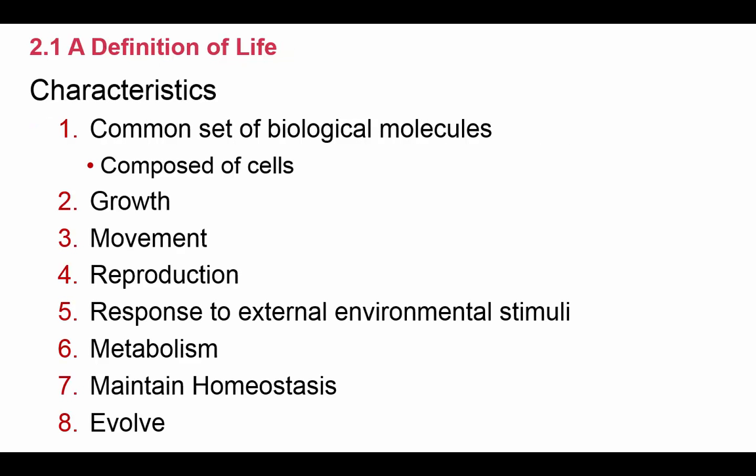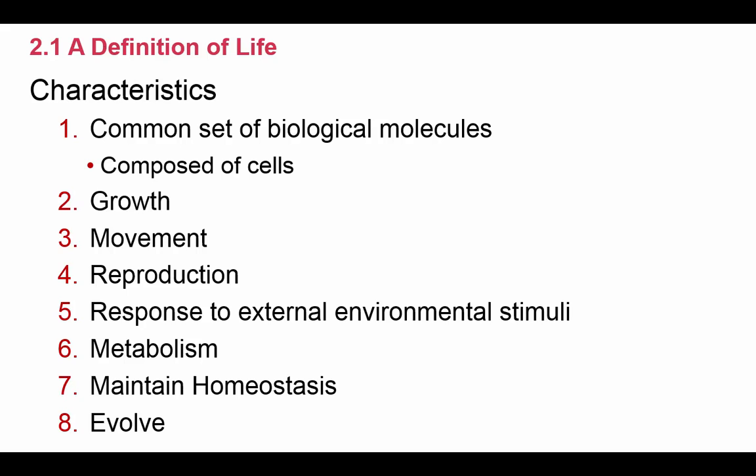So what qualifies something as living? Well, there are 8 characteristics that your book addresses that define a living thing. So all living things, number 1, have a common set of biological molecules, meaning they're composed of cells. And then from there it builds. We'll look at that more in detail in just a moment.